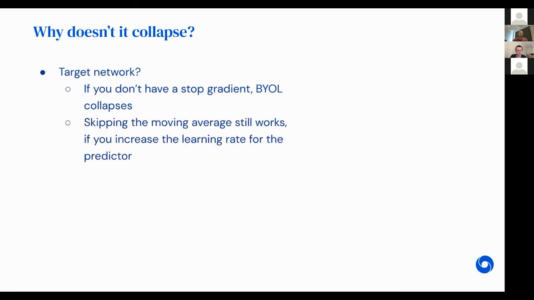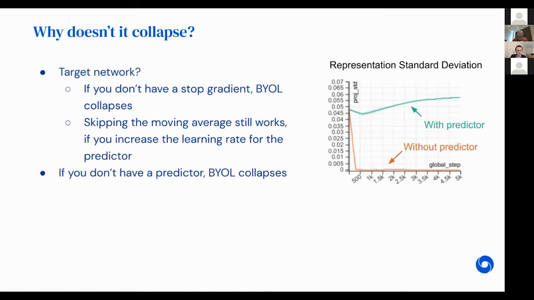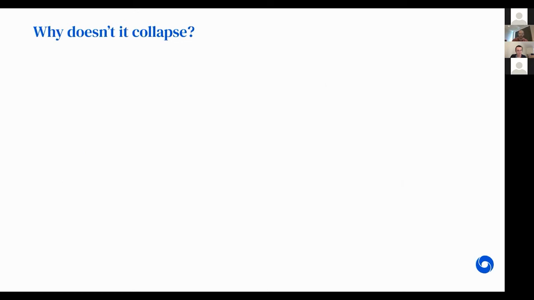However, if you skip the moving average, it's still possible to make it work. The trick to make it work is to increase the learning rate of the predictor relative to the embedding network by a factor of about 5. So that's interesting. The predictor, on the other hand, seems to be critical. We haven't been able to train this without any kind of predictor, and I'm showing on the right-hand side a plot of with predictor versus without predictor. The without predictor you might recognize as being the mean teacher algorithm. And this is the variance of a single unit in the representation across different images. So without the predictor, we're having the same representation for every image. So it seems like the predictor is really the critical part of this.